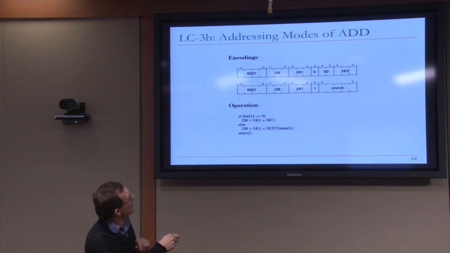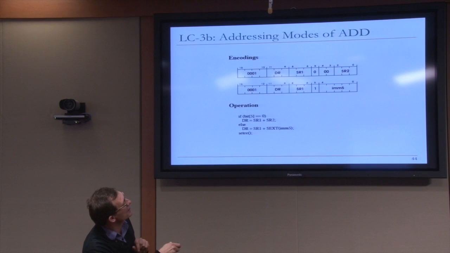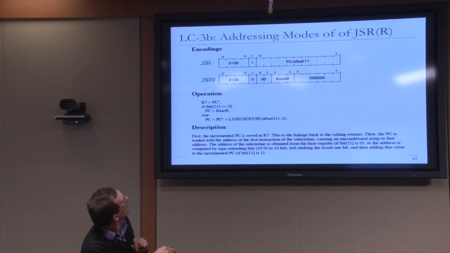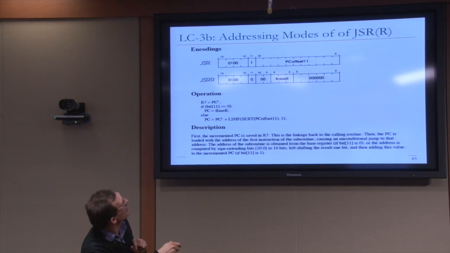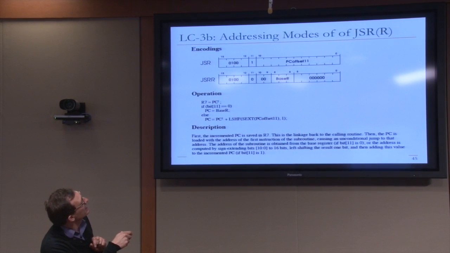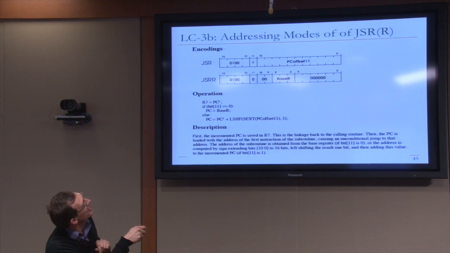These are the addressing modes of add, and I'm going to go through these relatively quickly. You can have two addressing modes. You can have register addressing mode, where the source operands are in registers, or you can have immediate addressing mode, where one of the source operands is an immediate value. These are the addressing modes of jump to subroutine. This is similar to a jump and link, if you will. But the destination, the program counter, is either set to a register, which means it uses the register addressing mode, or it could be this immediate, which is PC plus offset.